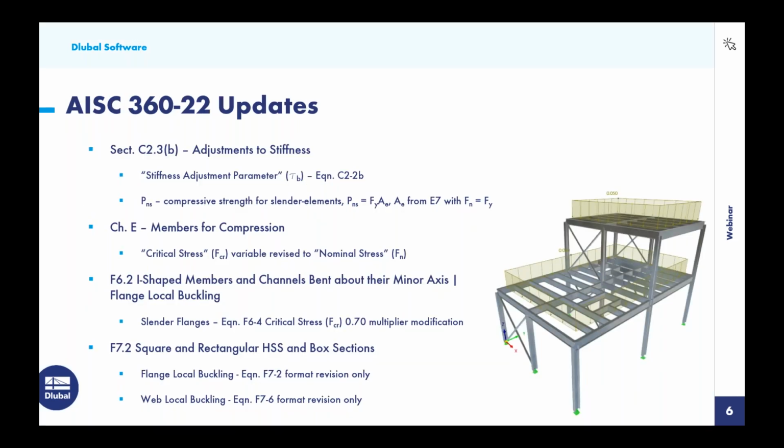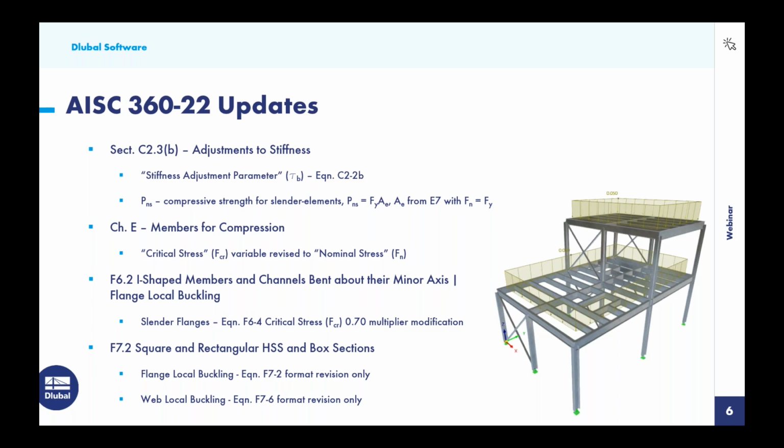Turning now to the AISC 360 and the new 2022 updates as they relate to RFEM specifically. I have compiled here a list of the various updates and exactly what you'll see changed within the steel design add-on. The first section, C2.3, relates to the direct analysis method. This requires us to adjust the stiffness of our steel structure with what we now call the stiffness adjustment parameter, tau sub b. And within this equation, we need to calculate the compressive strength for slender elements.